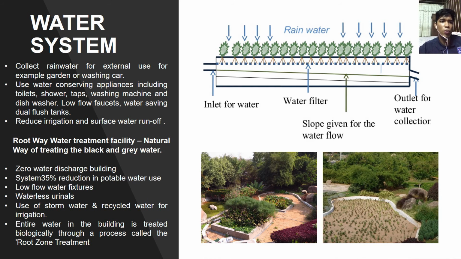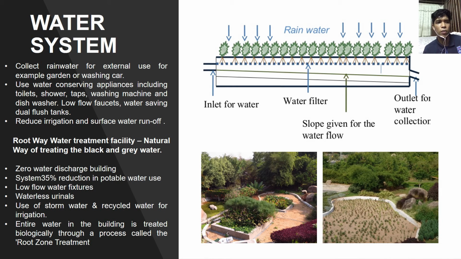For the water treatment facility, a natural way of treating the black and grey water, as you can see in the slide, there's an image from the rainwater. The rainwater is going to the water filter and there's an inlet for water and a slope given for the water flow, going through to the outlet for water collection.